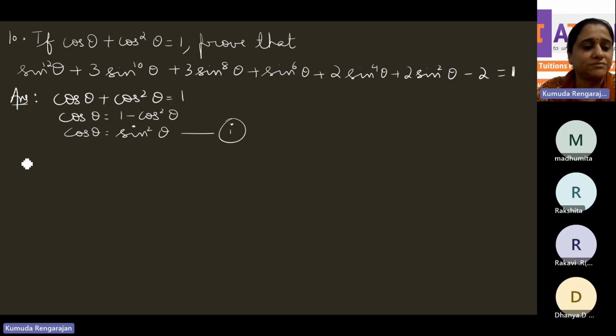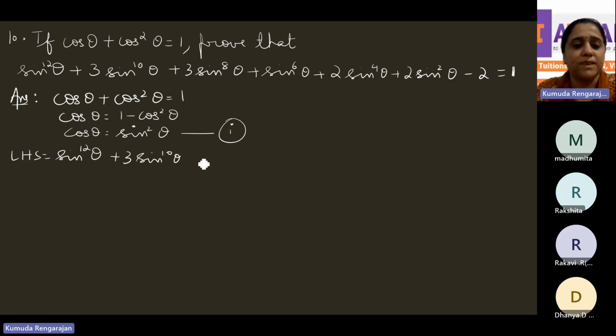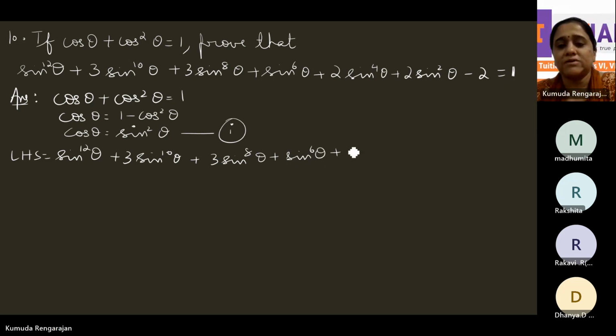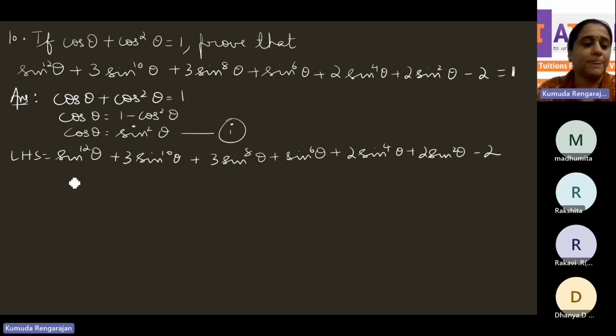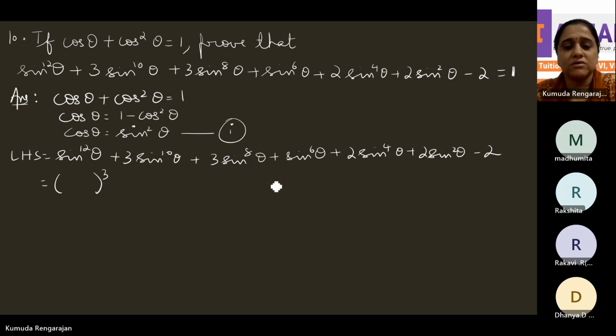Okay, so for that, we'll just take up the LHS. The LHS is equal to sine theta to the power 12 plus 3 sine theta to the power 10 plus 3 sine theta to the power 8 plus sine theta to the power 6 plus 2 sine theta to the power 4 plus 2 sine square theta minus 2. Now this is a cubed. So immediately we want b cubed, only then we can fill the others.